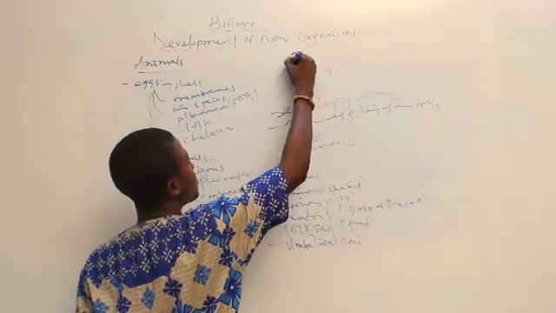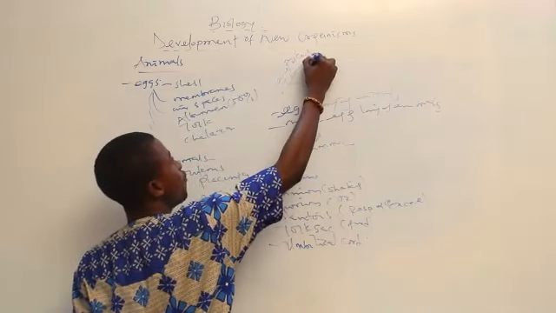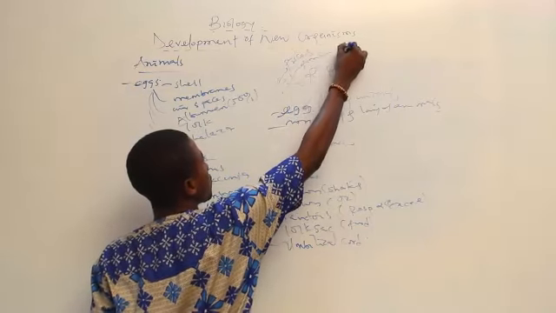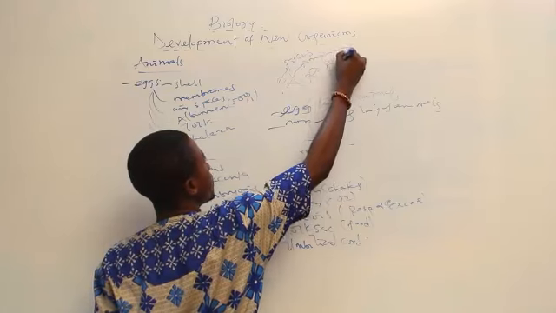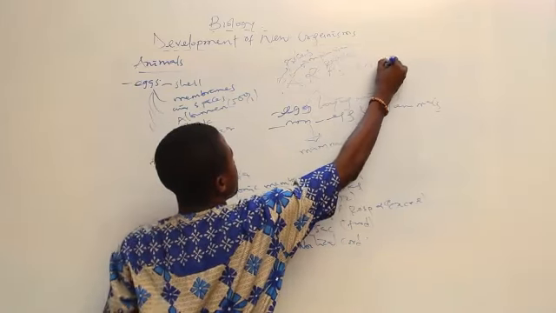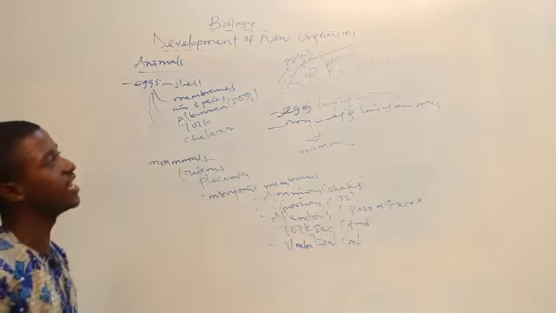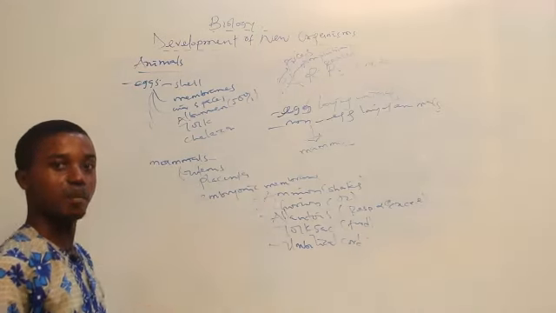So P for Pisces, which are fishes. A for amphibians. R for reptiles, and B for birds. So it's only mammals that do not lay egg.